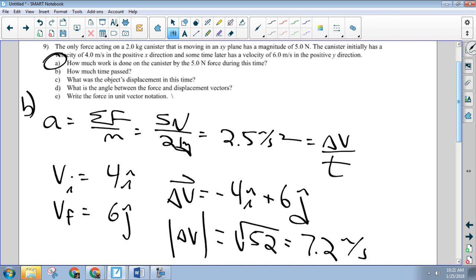So part C then wants us to find the displacement. So really, you got to separate it, I think, right? You got to find the horizontal displacement and you got to find the vertical displacement independently, I think. Yes. Did anybody do it in one step?